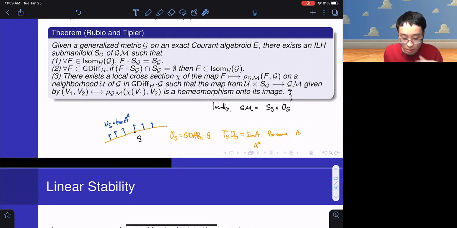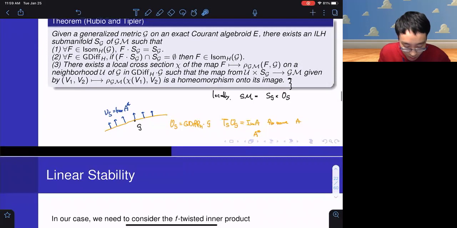But the hardest part is how to find the operator A star. And Rubio and Tipler worked on it and found the proper operator. Okay, this is their contribution.